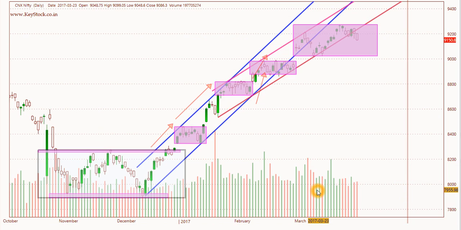So near term and short term traders in Nifty need to be cautious going forward in the next week.